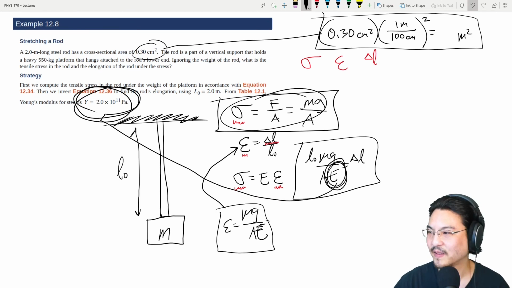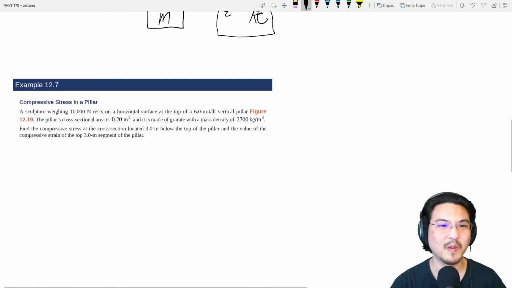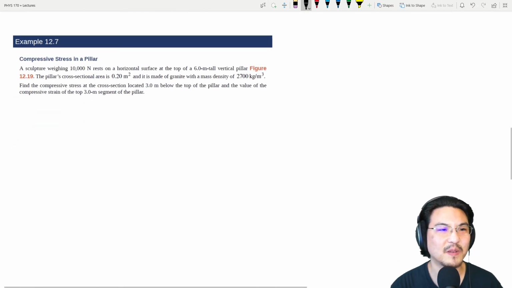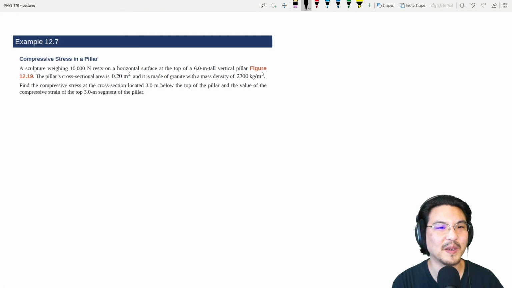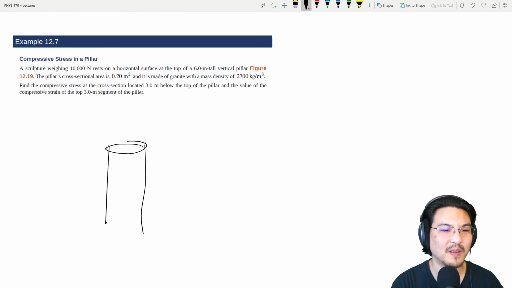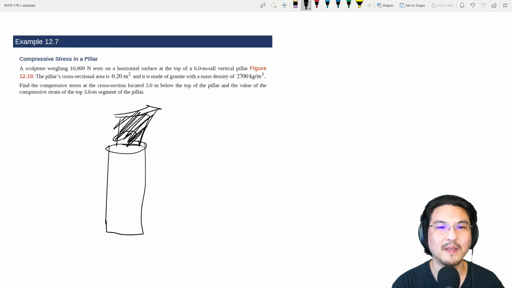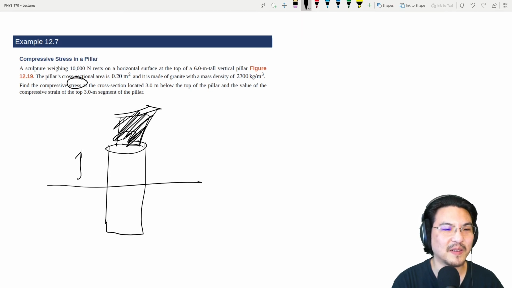Okay, let's try another example. So there's some kind of pillar, and then there's some kind of sculpture. Let's see, find the stress. 3 meters below, so over here. So here to here is 3 meters. Here to here is 6 meters.